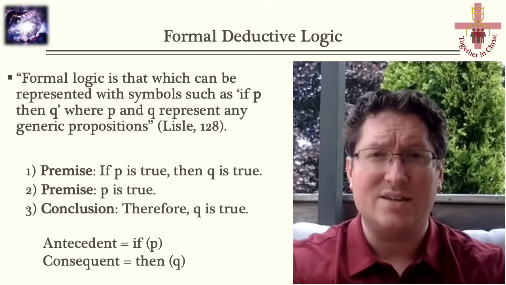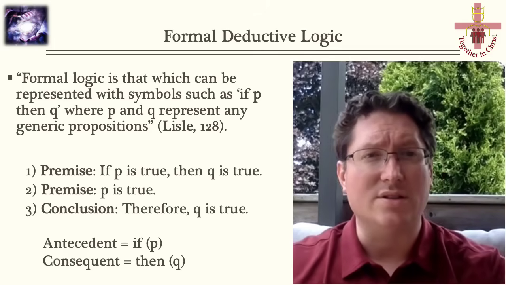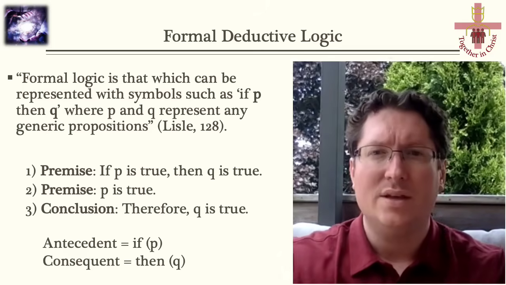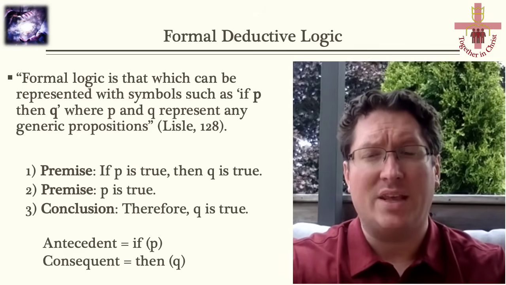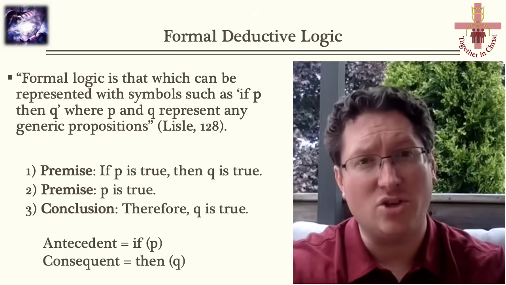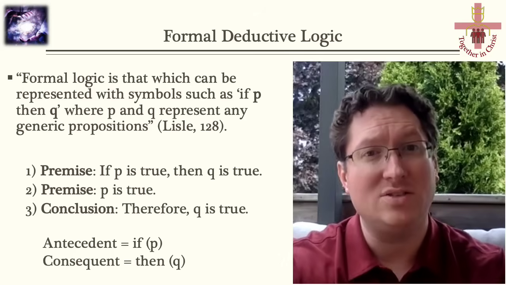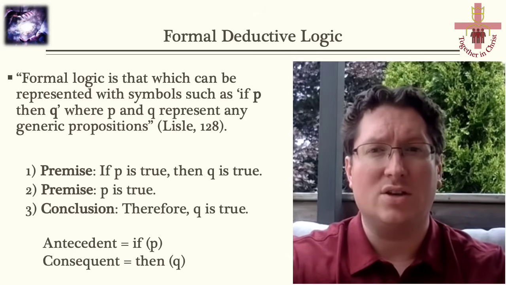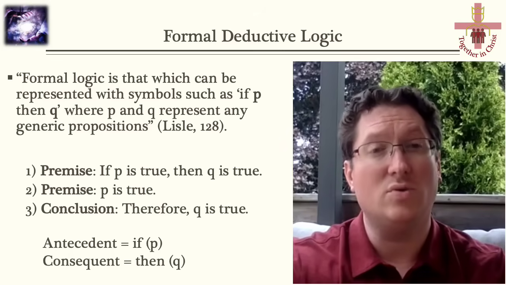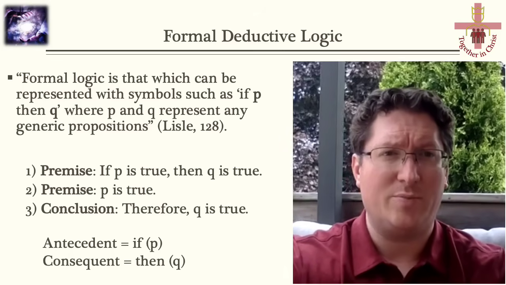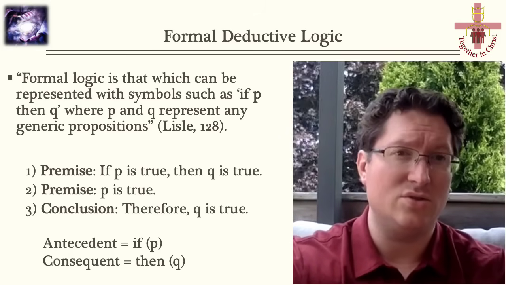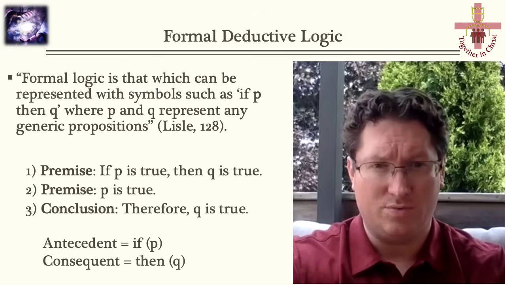So a valid deductive argument goes, as you see on the slide here: 1, the first premise, if P is true, then Q is true. 2, a second premise, P is true. And then 3, the conclusion, therefore Q is true. So if P is true, then Q is true. P is true, therefore Q is true.